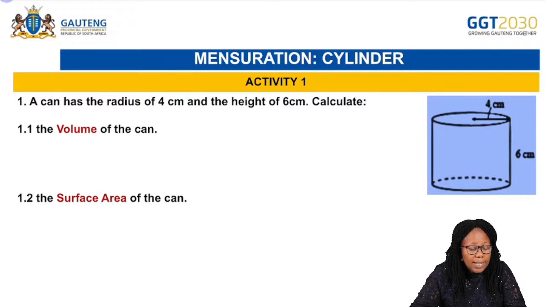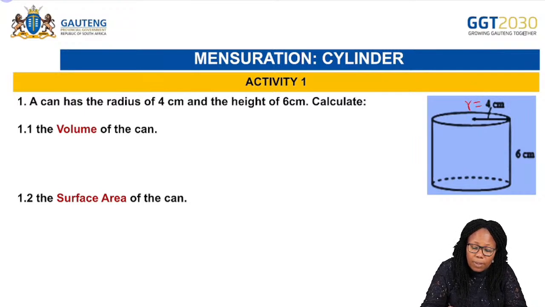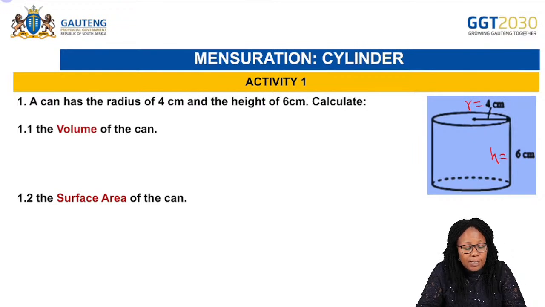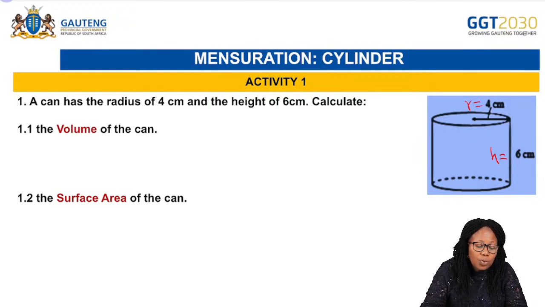And then it's a can that has a radius of 4 centimeters. The radius is given as 4. And then we are given the height, which is equal to 6 centimeters. Yours is to calculate the volume. Remember the volume of a can, the formula is pi r squared h, grade 12.